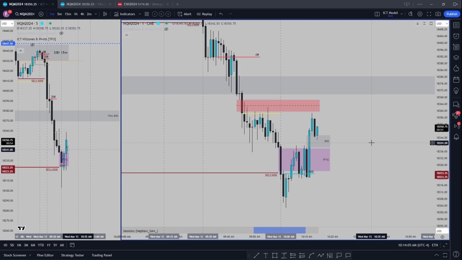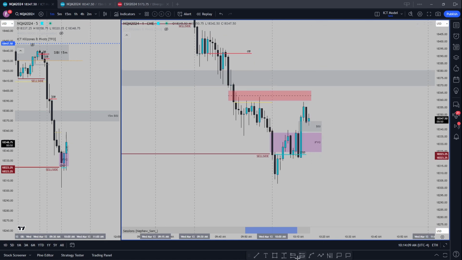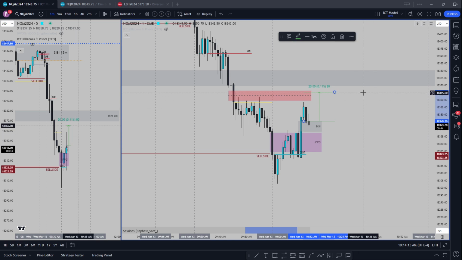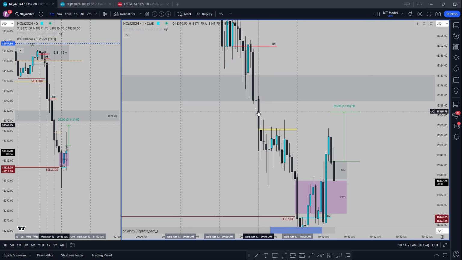10 a.m., 11 a.m., sell side sweep, market structure shift, fair value gap entry. Hey, you could be using that, right? That's within your model. Just because it's an opportunity, though, doesn't mean it's a setup. And this 20-point entry or exit would give you around that fair value gap right there. I don't know if you can see it, but there's a gap right in here.